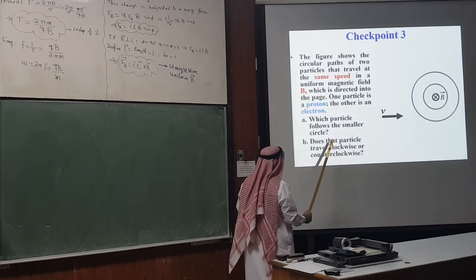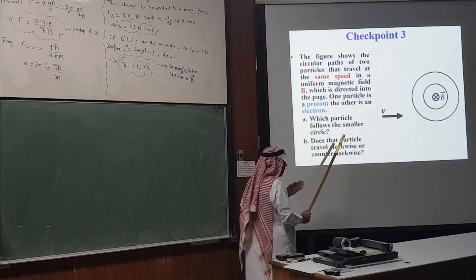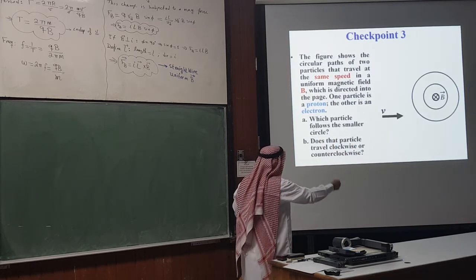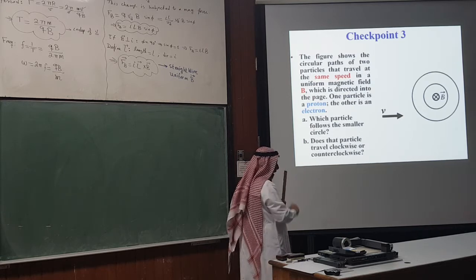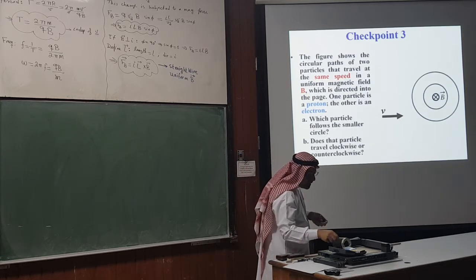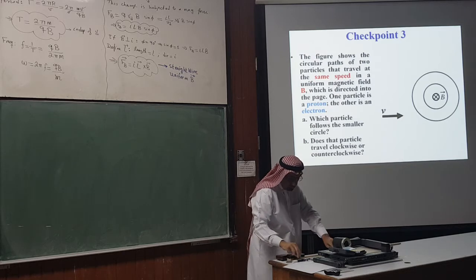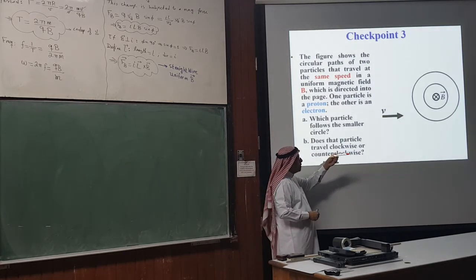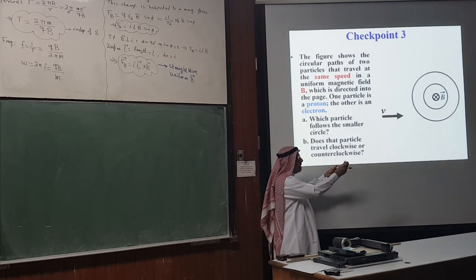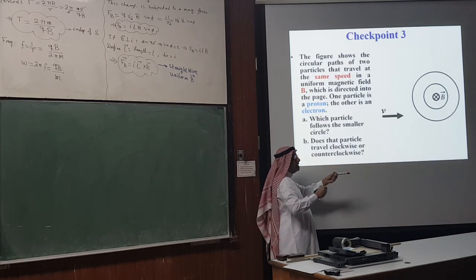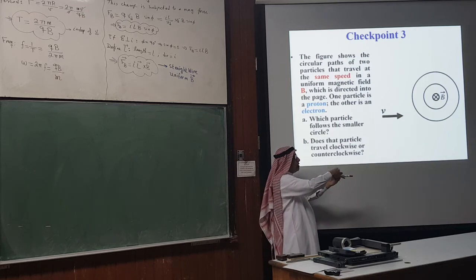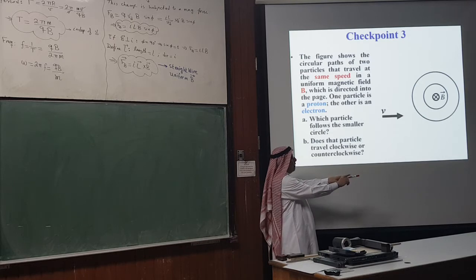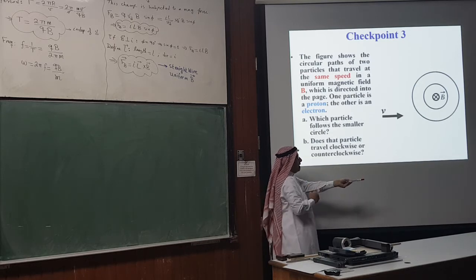Okay, now, does that particle in part A, we know now that it is the electron, travel clockwise or counterclockwise? Well, let's see the directions now. Here is the electron coming this way, that is its velocity, and the magnetic field is into the page. So the moment it enters the magnetic field, this is the situation of these two vectors. Here is the velocity, and here is the magnetic field.